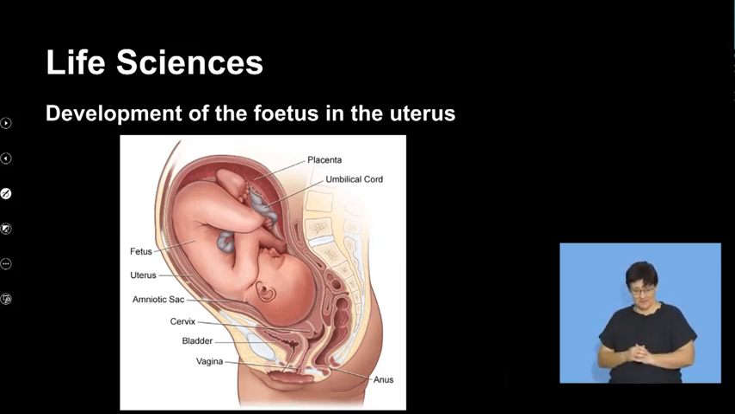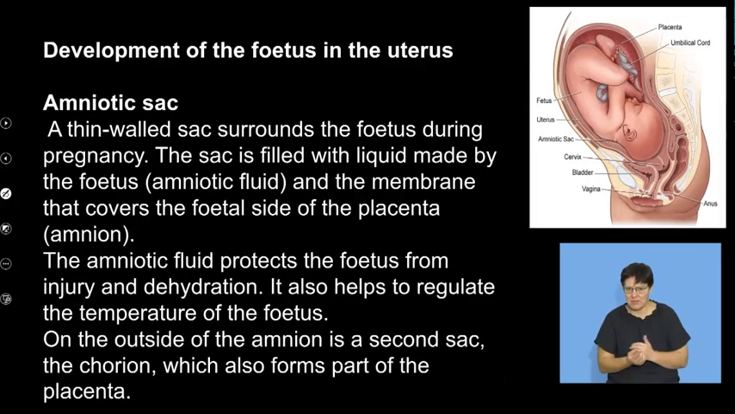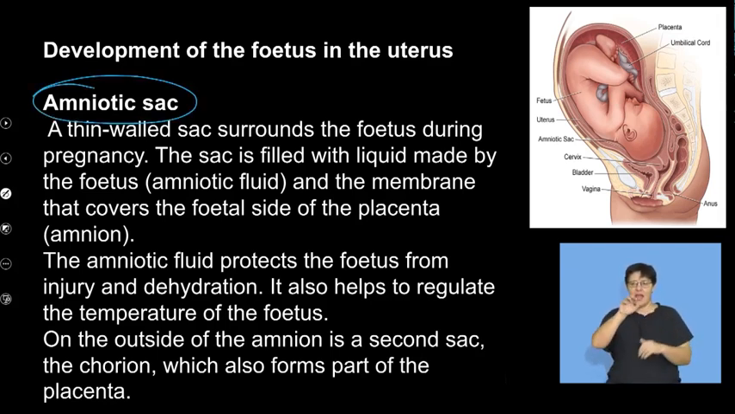This diagram is quite overwhelming to understand, in terms of how a small ball of cells develops into this complex young individual. Let's look at what happens. All of this happens within a sac called the amniotic sac. It is a layer of membrane that encloses this developing young fetus. A thin-walled sac surrounds the fetus during pregnancy, and we refer to that as the amniotic membrane. This sac is filled with a liquid called amniotic fluid, which constantly surrounds the fetus.